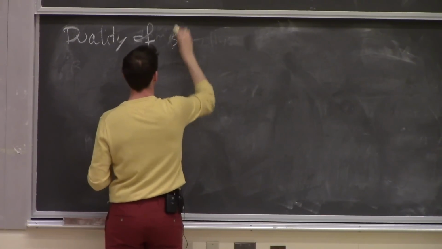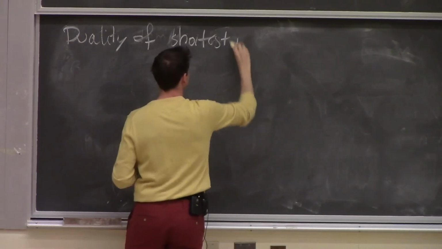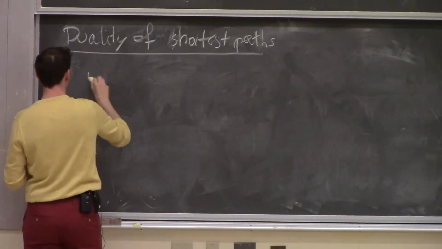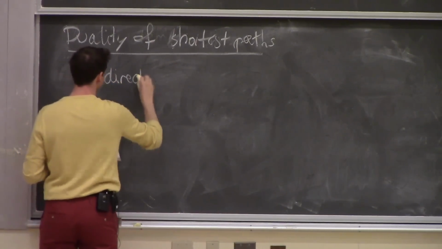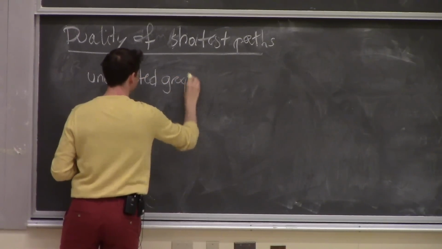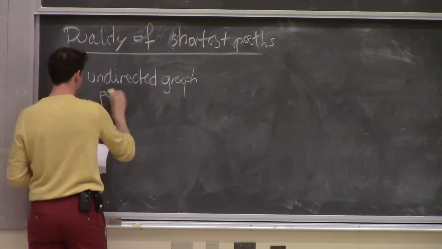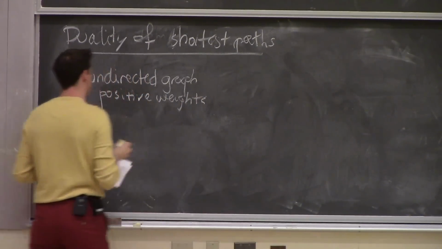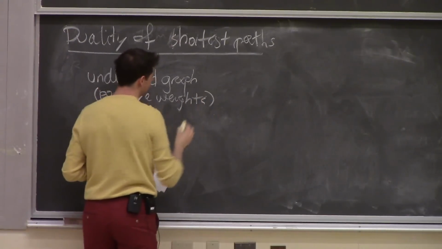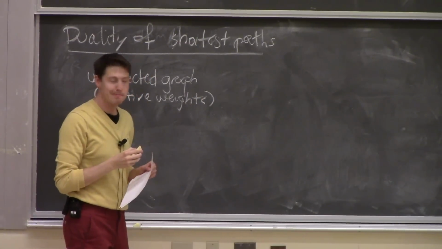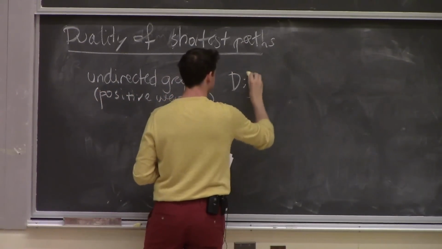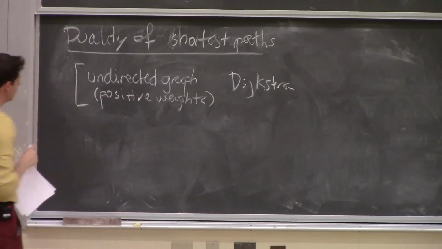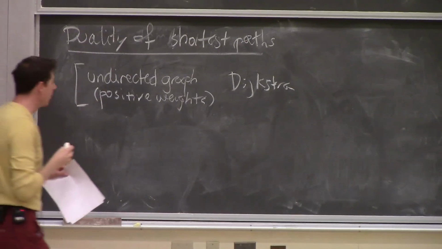Duality of shortest paths. So when we have this undirected graph, and let's say for simplicity that we have positive weights, so what algorithm do we run? Dijkstra, right? Okay, and even though I'm not going to necessarily do it explicitly, you can actually write it as a linear program. What do you think?